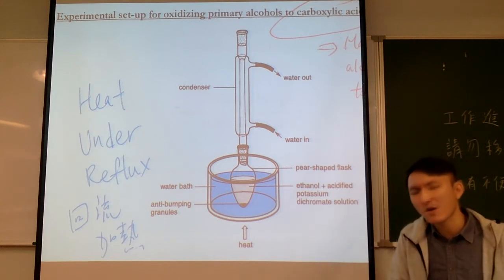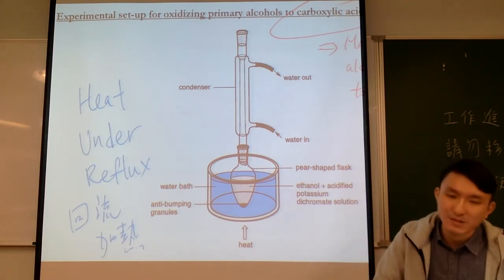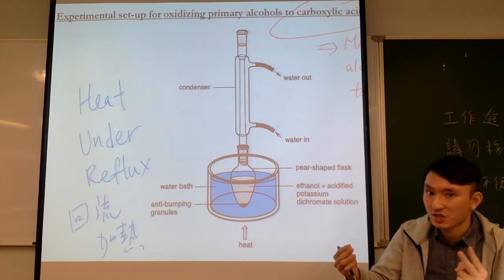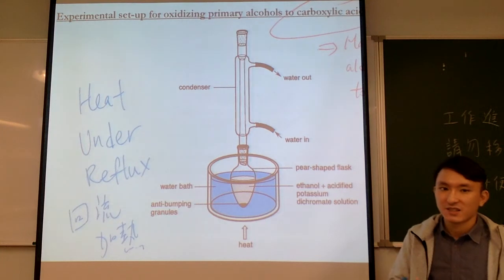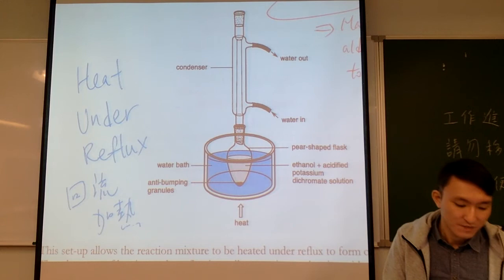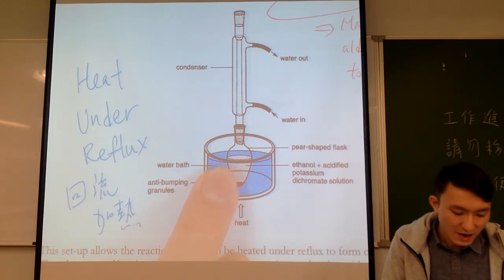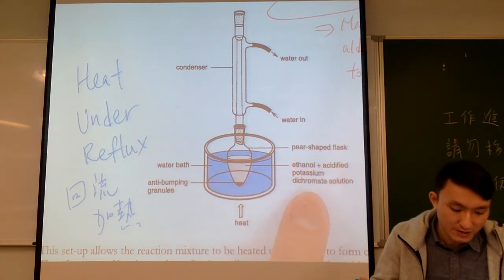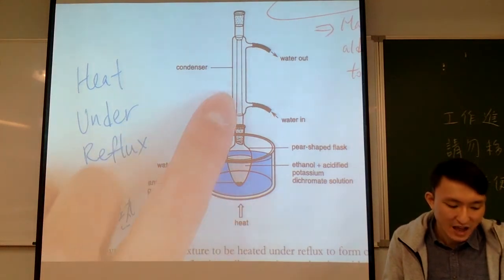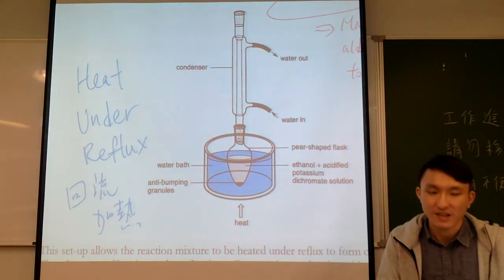So the question is, how can we offer an open system but at the same time prevent our reactant and product from evaporating out? This is how we do it. This is what we call heat under reflux. That can fulfill what we want. So here we have a flask or whatever container we have. We will put the ethanol, acidified potassium dichromate solution, anti-bumping granules, and we will heat it in a water bath. And at the top we have a condenser where the water in and out is flowing.